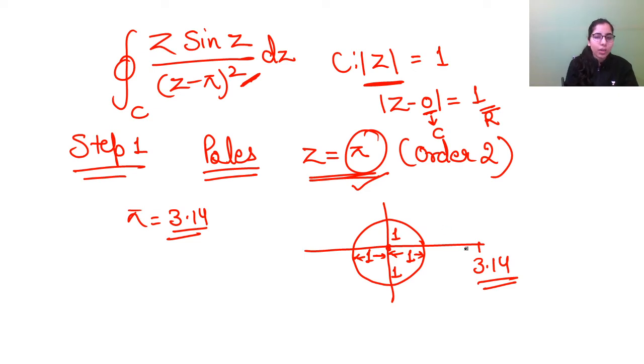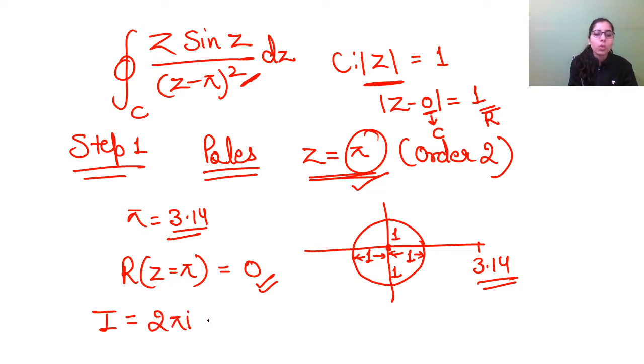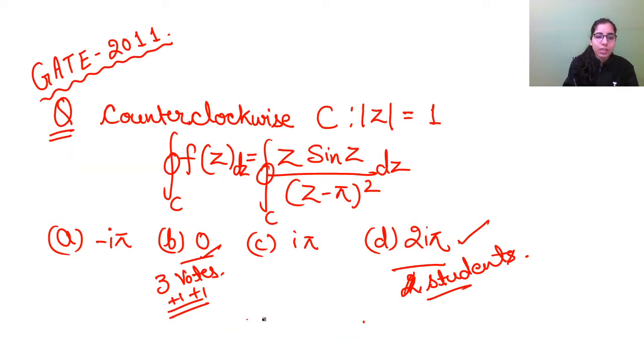So this pole is not existing within the contour, due to which I will not find the residue on it, and due to which the residue at this pole z is equal to pi for this given function will be equal to 0, because this pi is not existing within the contour. Now integration over the closed contour will be equal to 2 pi iota into the sum of residue at the poles which are lying within the contour. So it will be 0, because no pole is existing within the contour. So that's why option B is correct.